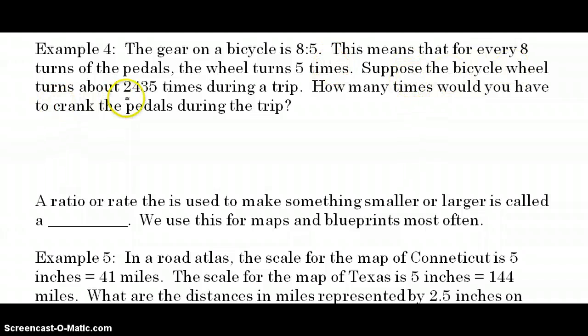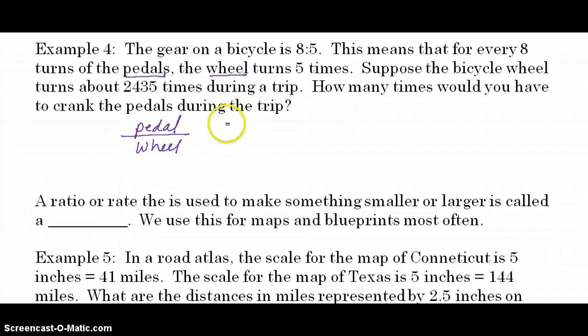Suppose the bicycle wheel turns 2,435 times during a trip. So that's the wheel turning. How many times would you have to crank the pedals in order to make that happen? So during that trip, how many times do they crank the pedals? Now here, this one was a little tricky, I will admit. Let me read it again. The gear on a bicycle is 8 to 5. That means for every 8 turns of the pedal, the wheel turns 5 times. So they're both turning, but this one is pedals turning and this one is wheels. So what we are really comparing is the turn of the pedal to the turn of the wheel.